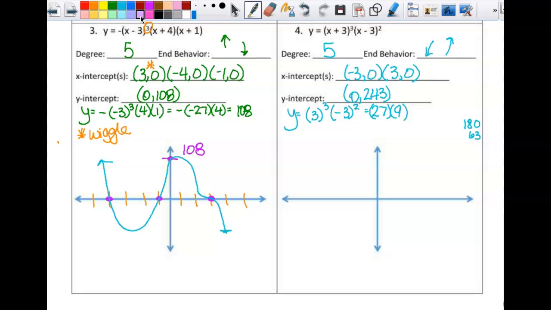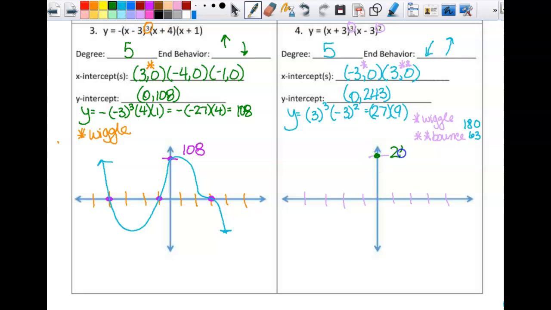Do I have any bounces or wiggles? I got them both, right? So at -3, what's happening here? Wiggle. And at 3, that is a bounce. So I'm going to do both. So we can get 1, 2, 3, 4, 1, 2, 3, 4, and 243 is just up there somewhere.